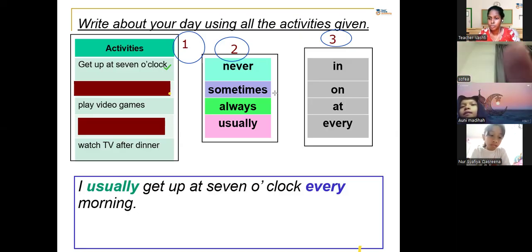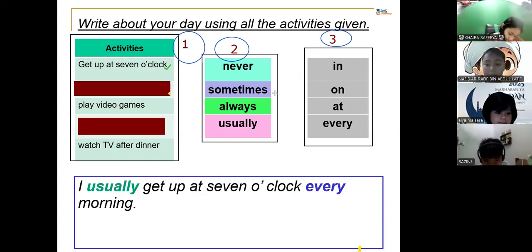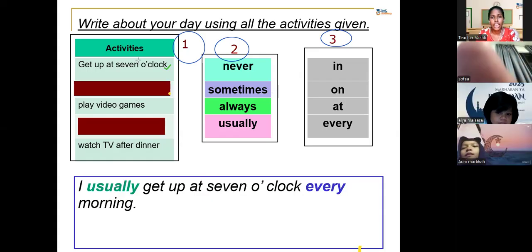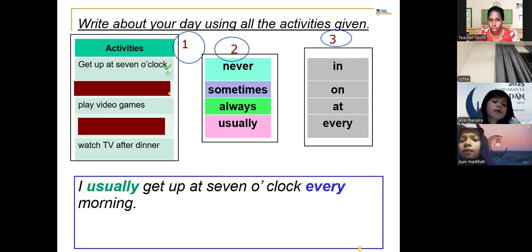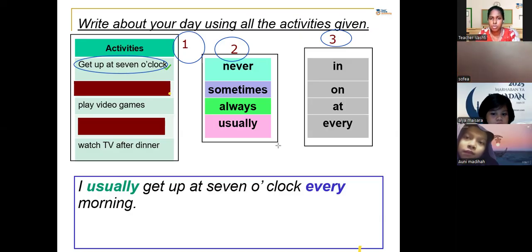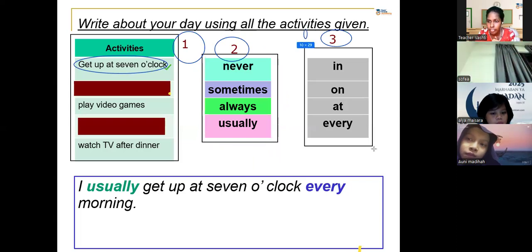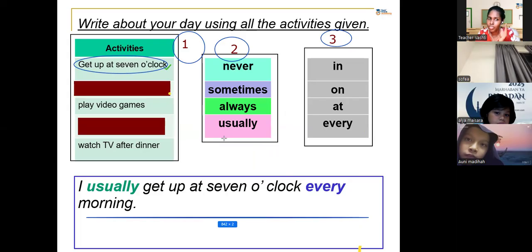Buka mic. Yeah, teacher. Okay. Guna aktiviti yang teacher bagi. Contohnya, get up at 7 o'clock. Teacher kata 7 o'clock. Guna aktiviti tu. Now, kena juga guna never, sometimes, always, usually. Pilih satu. Lepas tu kena juga guna in, on, at, every. Kena pilih satu. Example teacher dah bagi. So read the example, think and write.